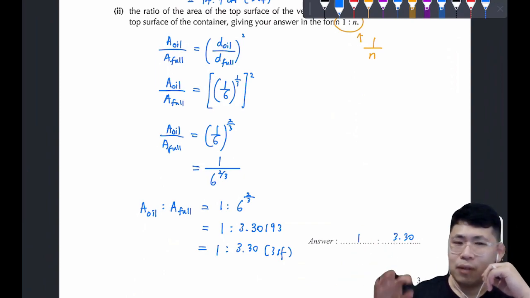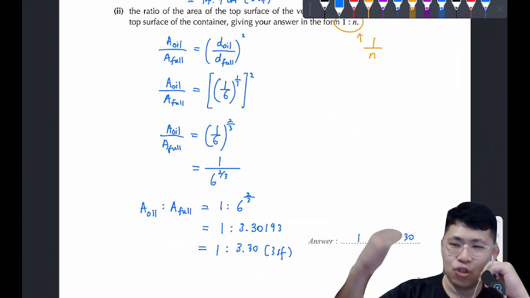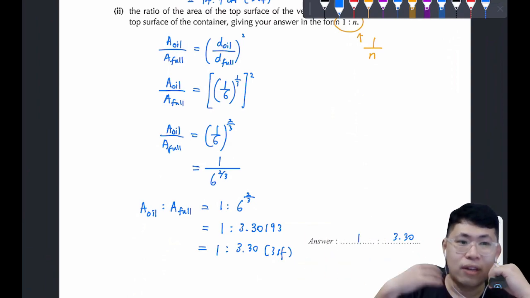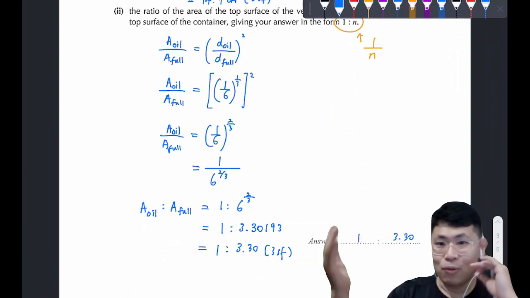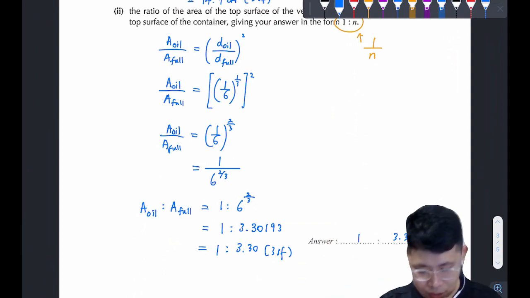Okay, so the challenge of this part would be to recognize what the question asks. Are you looking for area? Are you looking for volume? Is it a big one? Is it a small one? Okay, so that's the challenge within these questions.